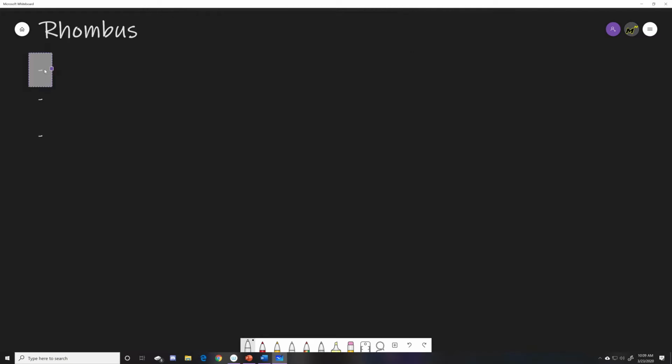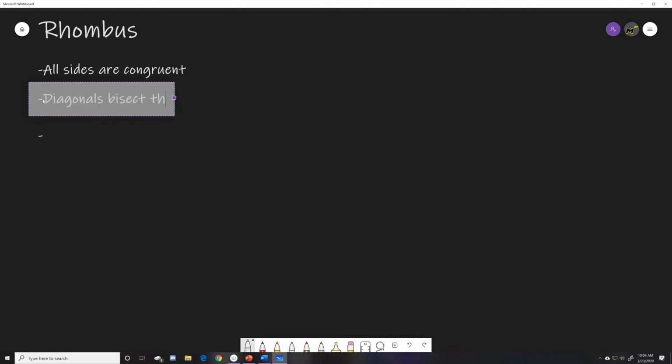Alright, so a rhombus has every single property that a parallelogram has, plus these extra ones. So here they are. All sides are congruent. So not just the opposite sides, all sides are congruent. The second property, diagonals bisect the angles. And the third property of a rhombus is diagonals are perpendicular bisectors.